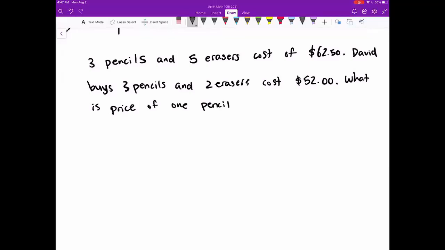Yeah, 1 pencil and 1 eraser, or like 1 pencil and 2 erasers. Actually, just find the price of a pencil and find the price of an eraser.